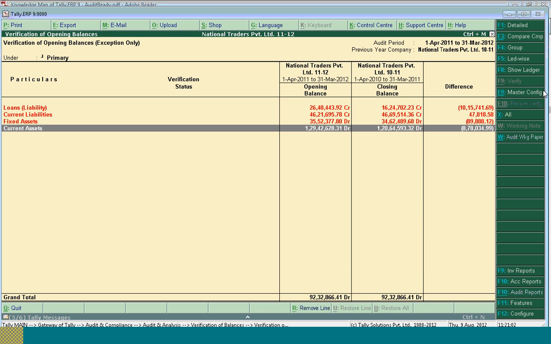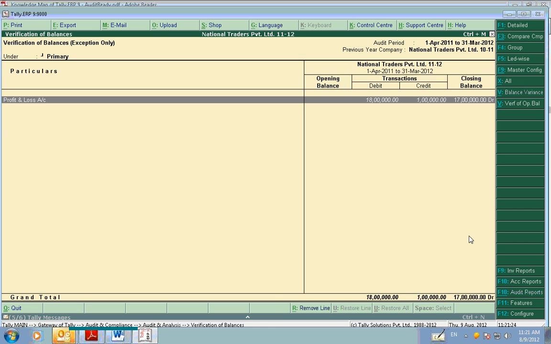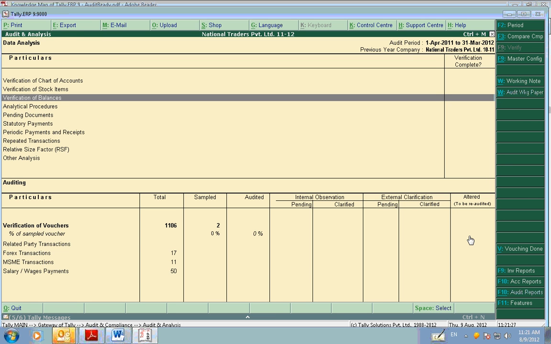Everybody? Okay, thank you. First you verify your chart, that is the master, the entire groups and all that. Then this is the second level of auditing it. Clear? So this is all about your verification of balances.